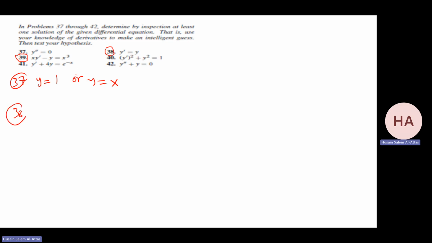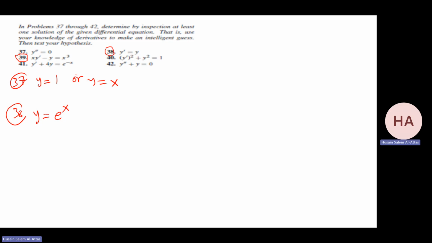38. What is the function where I have y prime equal y? I know the function. What is the function where its derivative will give me the same function? E to the power x. That will be a good suggestion.